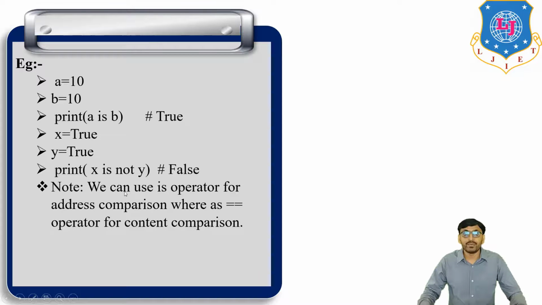Okay. We can use the is operator for address comparison, whereas the equal to operator is for content comparison. Remember this one, that is the most important one. We can use the is operator for address comparison, whereas the equal to operator is for content comparison. Okay.